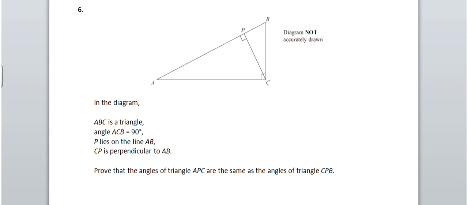Welcome to the second part of question set number 6 solutions. Accidentally pushed stop there in between this question and the previous one.